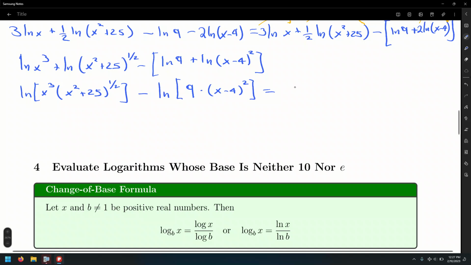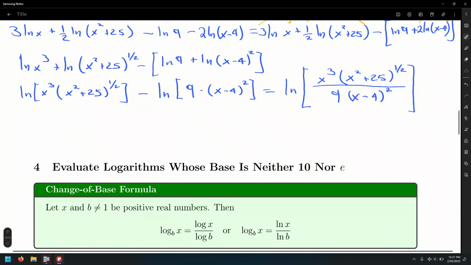That is one single logarithm, ln, of x cubed, parentheses, x squared plus 25 to the 1/2 power, and over 9 x minus 4 to the second power. And we are essentially done with this.